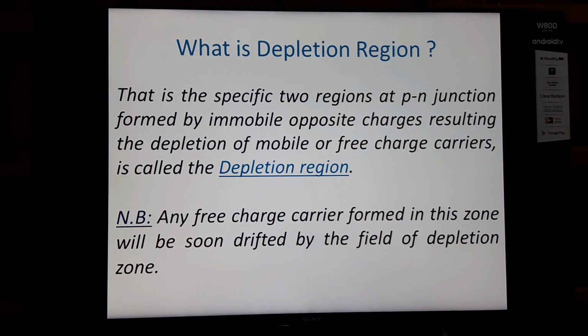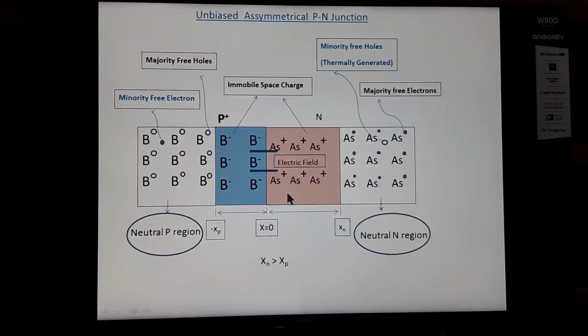So, what is the depletion region? That is the specific region at a PN junction, formed by immobile opposite charges, resulting in the depletion of mobile or free charge carriers. It is called the depletion region. Also note, any free charge carrier formed in this zone will soon be drifted by the field of the depletion zone.